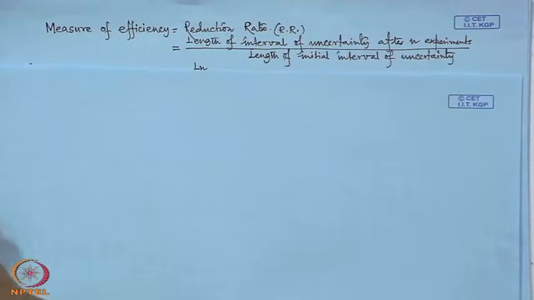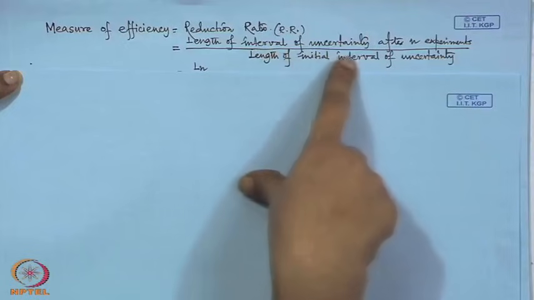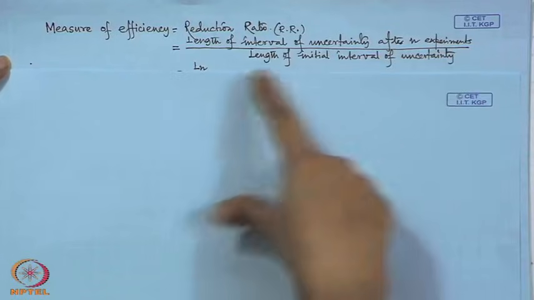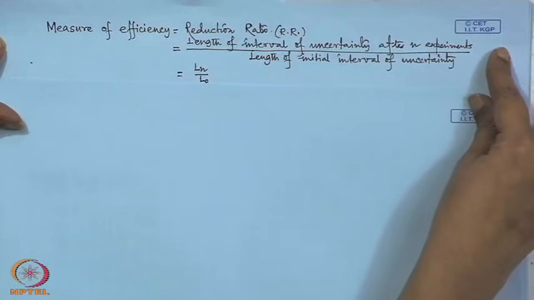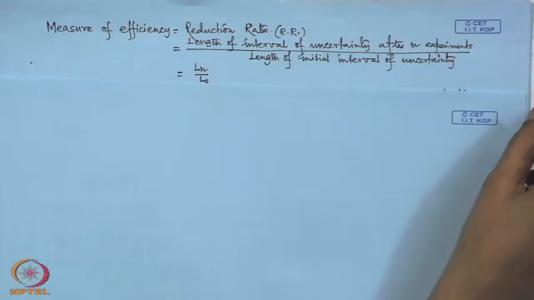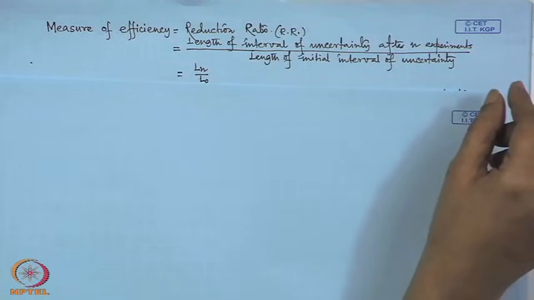If L0 is the initial interval of uncertainty, and if we do n number of iterations, rather n number of experiments, one by one, as I have shown you, then Ln will be the final interval of uncertainty, and the measure of efficiency will be calculated as the length of the interval of uncertainty after the nth experiment divided by the length of the initial interval of uncertainty. Rather, this will be equal to Ln by L0. This is also named the reduction ratio, and we call it RR. Let us see what the different values are for different searching techniques one by one.